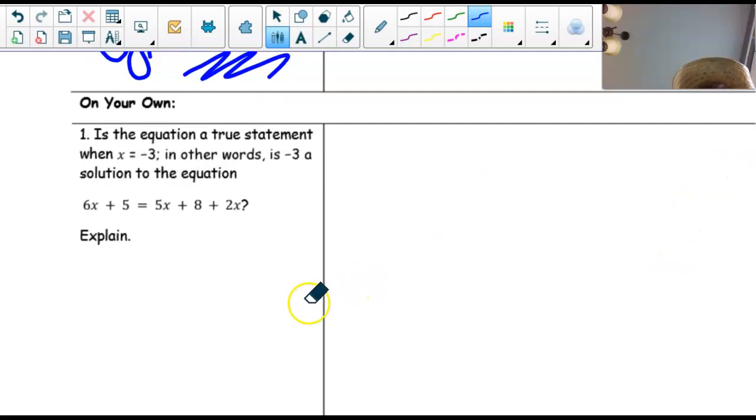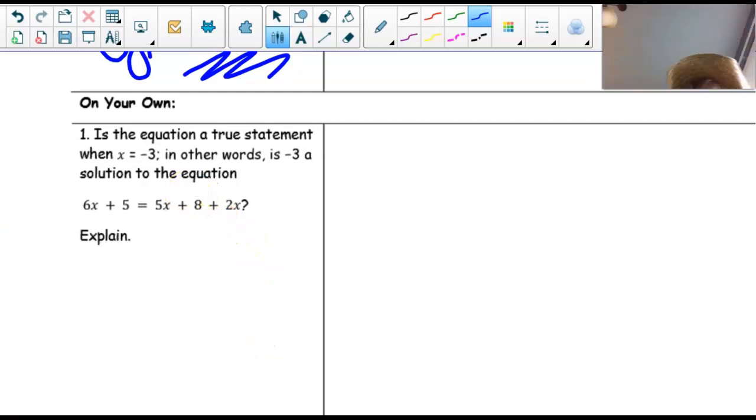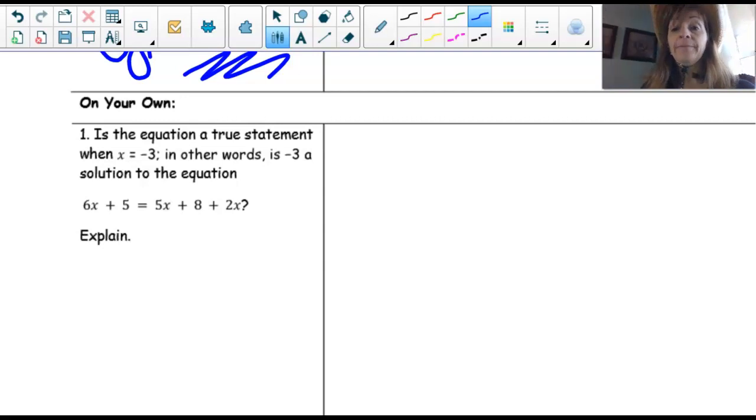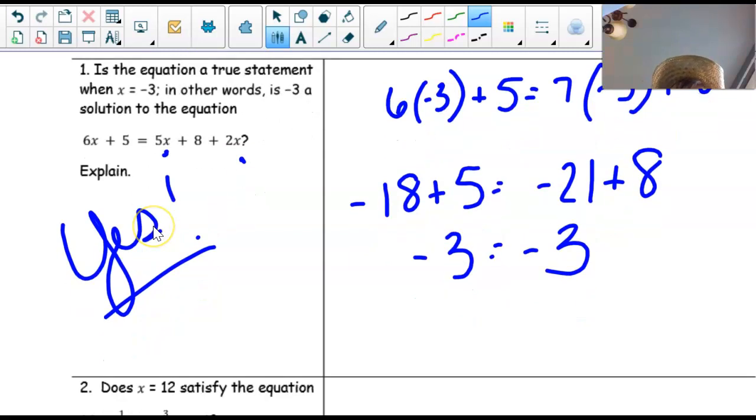All right, here we go, on your own. So that means stop the recording and do it on your own. Don't forget to come back, y'all, you hear? Okie doke. So yes, that -3 is a solution to that equation. You notice in my first step here, I combined my x's, and I automatically said 5x plus 2x was 7 times x, which was 7 times -3. Because it makes more sense to me. It requires less steps. So that is absolutely fine if you want to combine those like terms and then solve.